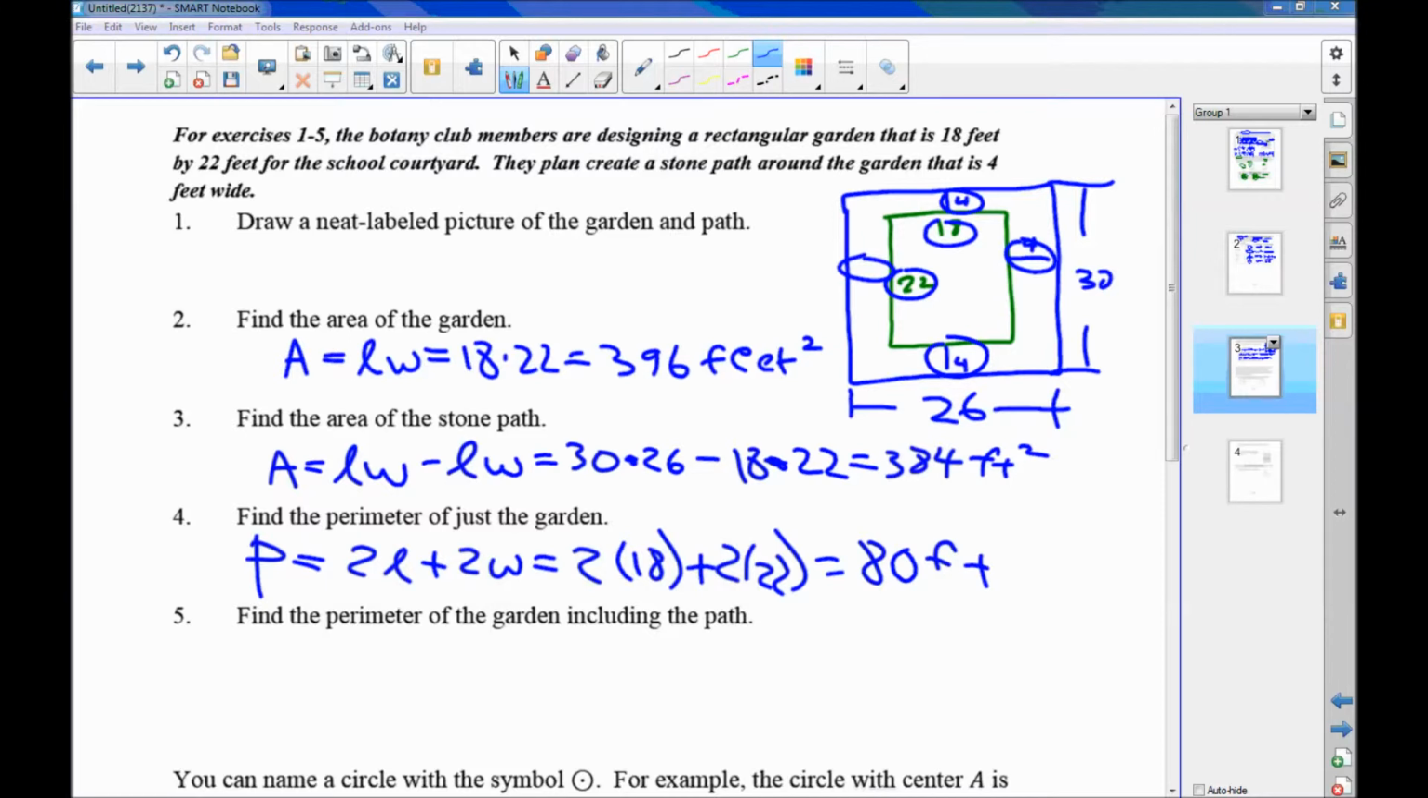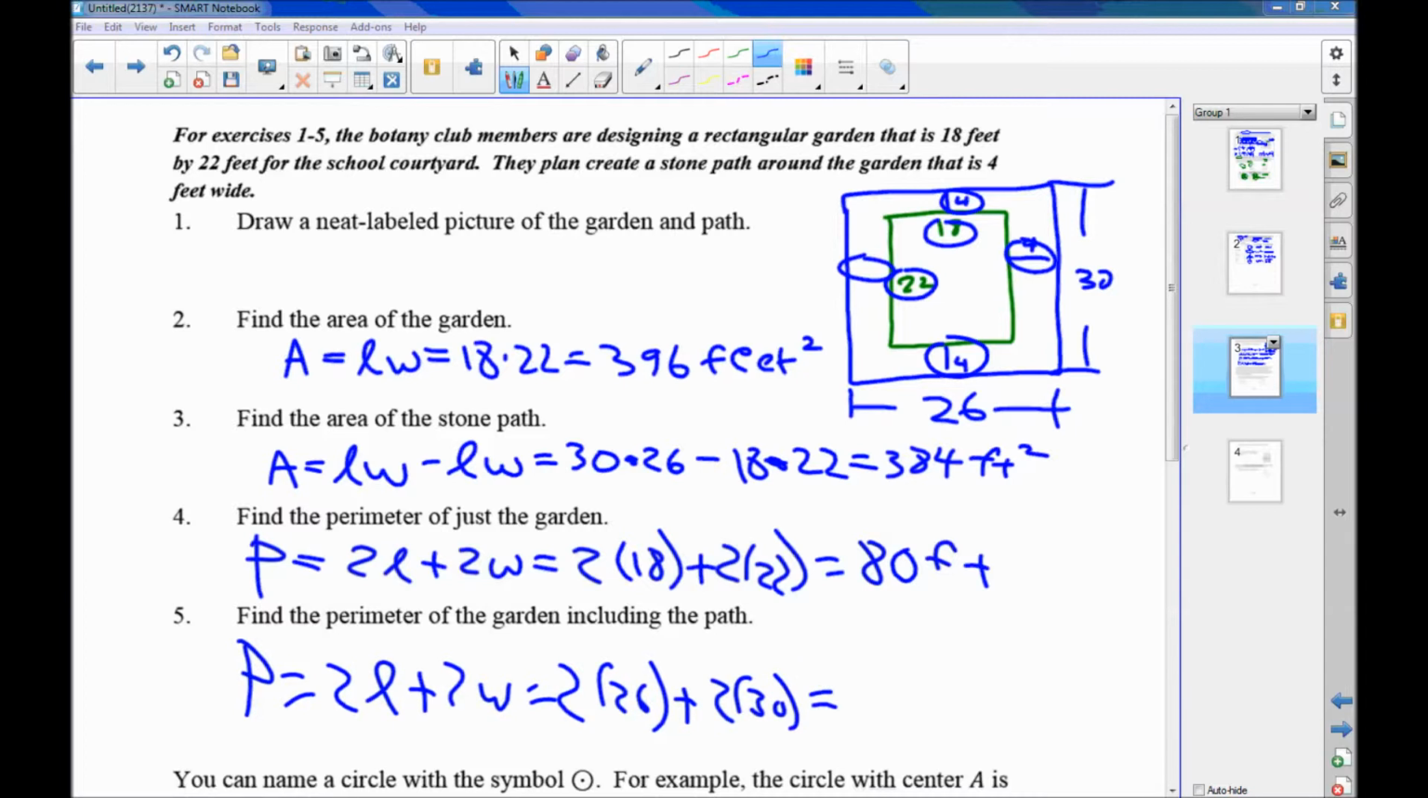Find the perimeter of the garden, including the path. All right, so we already know how big it is on the outside of the path, so it's 26 by 30. So our perimeter is going to be equal to 2L plus 2W again, which is 2 times 26 plus 2 times 30. So 2 times 26 plus 2 times 30 gives me 112 feet. So the outside of the path, walking around that, will take you 112 feet to walk.